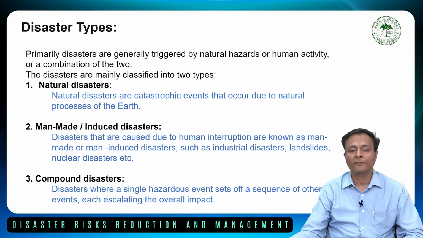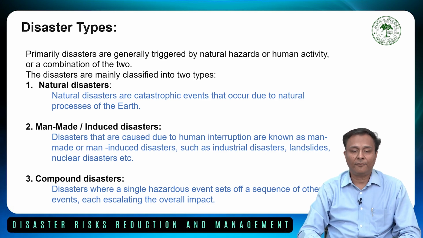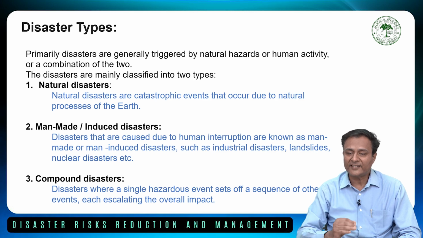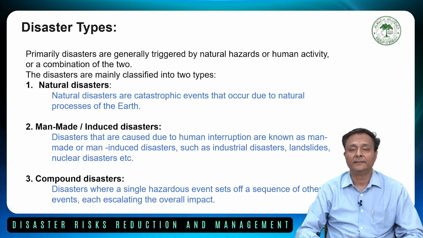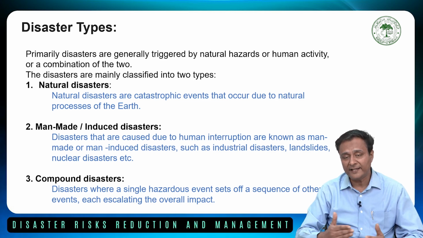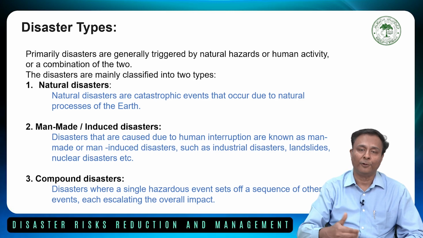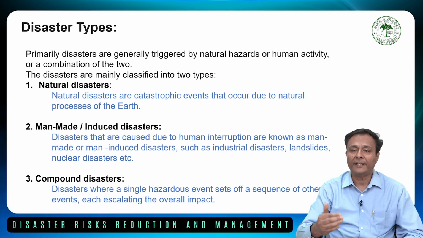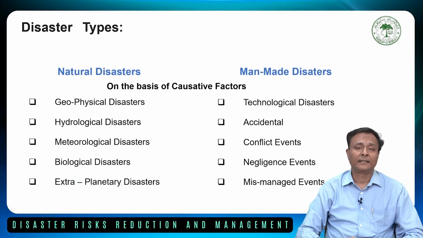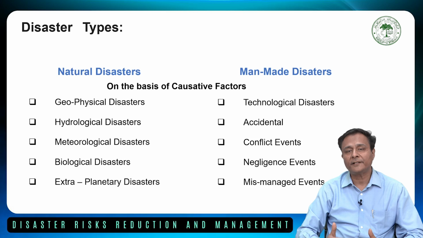While natural disasters are often unavoidable, their impact can be mitigated through preparedness and resilience building. On the other hand, man-made disasters can often be prevented through stringent safety measures, regulations, and also sensitizing the general masses, making them aware about the various events, negligence, mismanagement, and to be careful about these human errors. Now in this slide, I'm trying to highlight the causative factors.